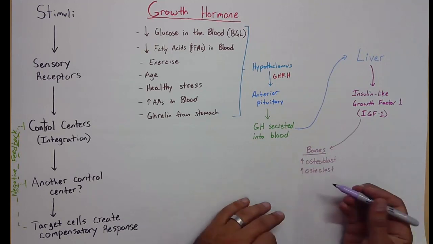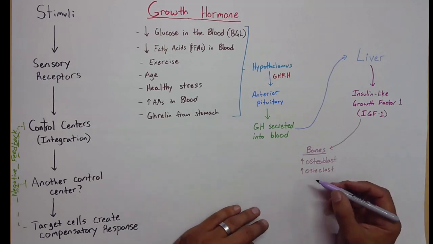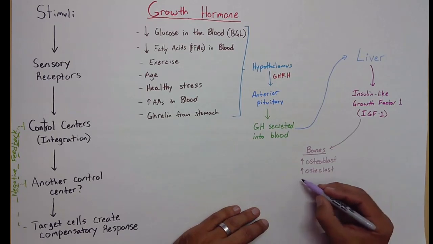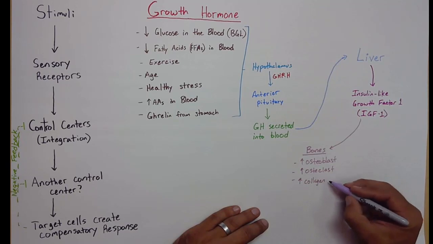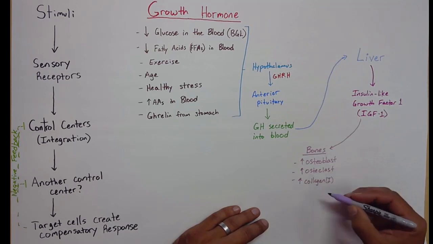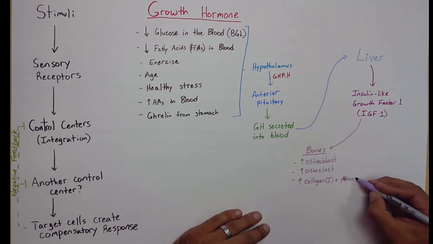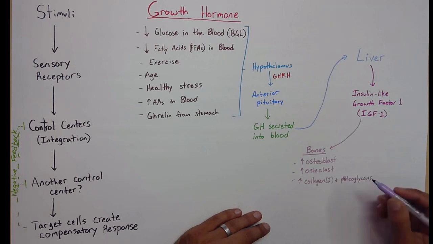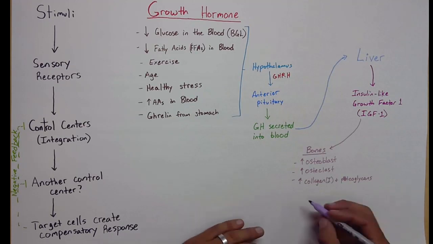As bones grow, they don't just need new calcified bone. They need other things as well, like new collagen. Collagen helps hold these bones together. So now if we have more collagen, and specifically it's collagen type 1, and other things like proteoglycans, that's how you spell proteoglycans, then we're going to end up with the organic part of bone also growing.